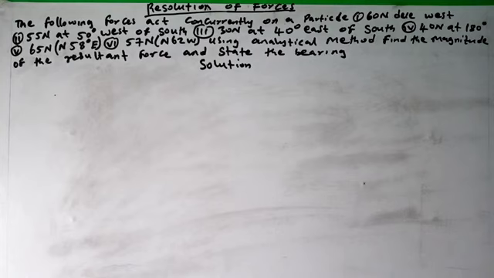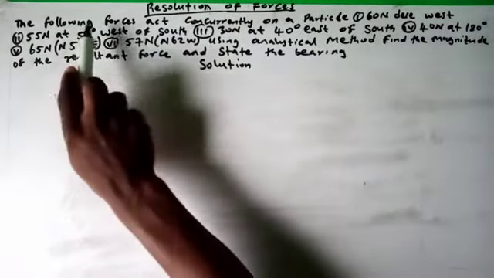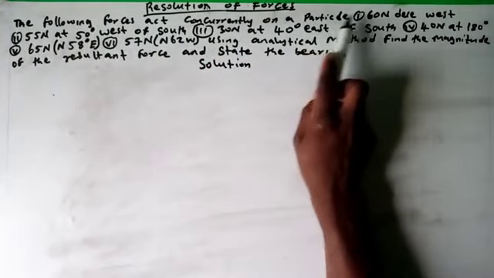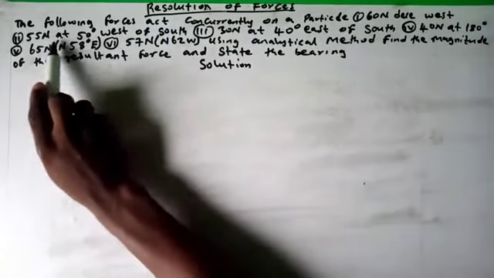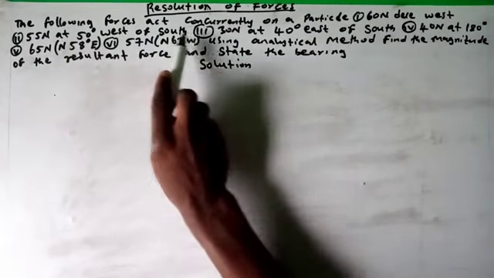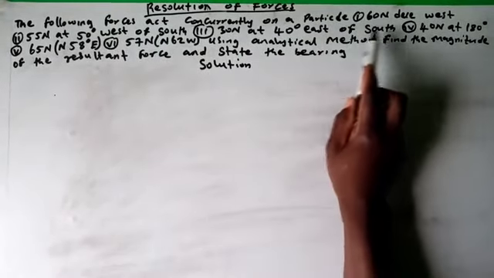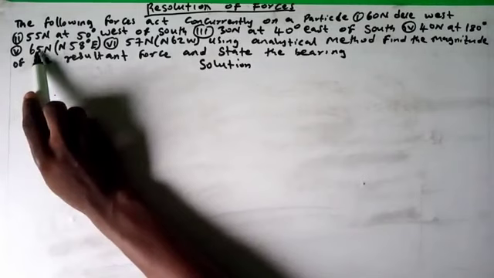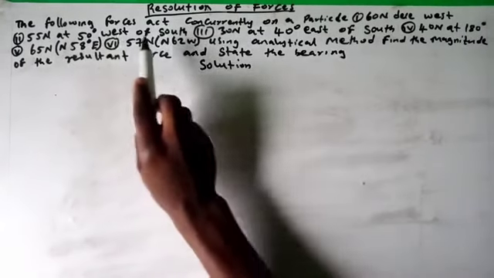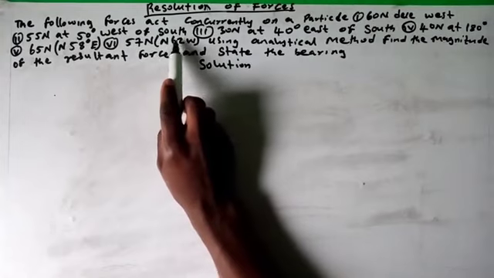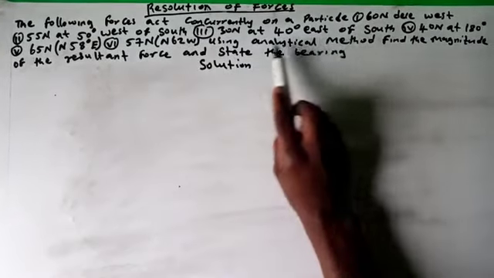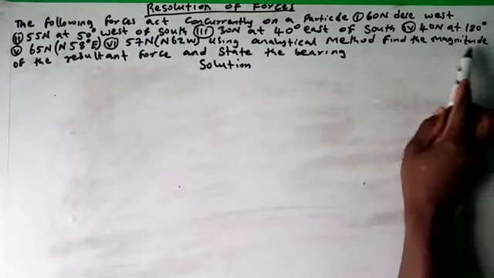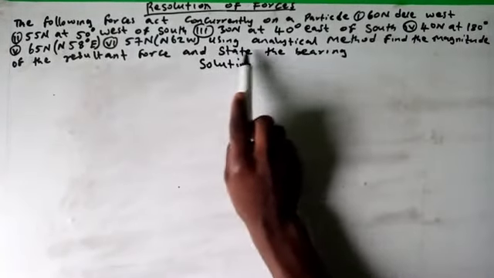Thank you. In this tutorial, we are going to resolve the following forces into their vertical and horizontal components. The question says, the following forces act concurrently on a particle: 60 Newton due west, 55 Newton at 50 degrees west of south, 30 Newton at 40 degrees east of south, 40 Newton at 180 degrees, 65 Newton north 58 degrees east, 57 Newton north 62 degrees west. Using analytical method, find the magnitude of the resultant force and state the bearing.